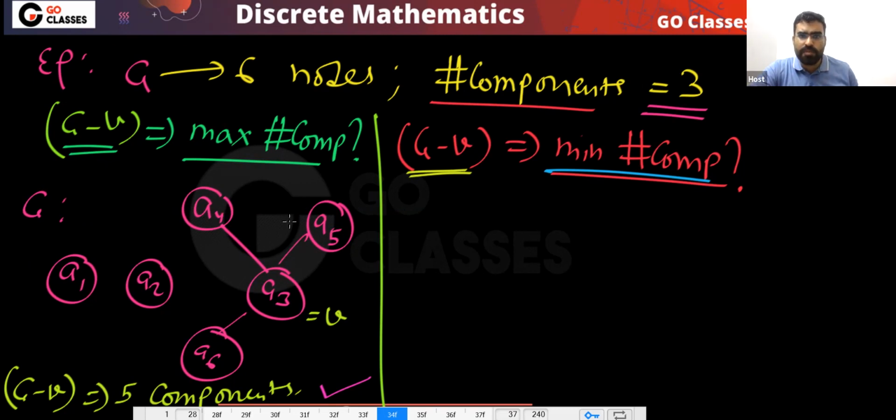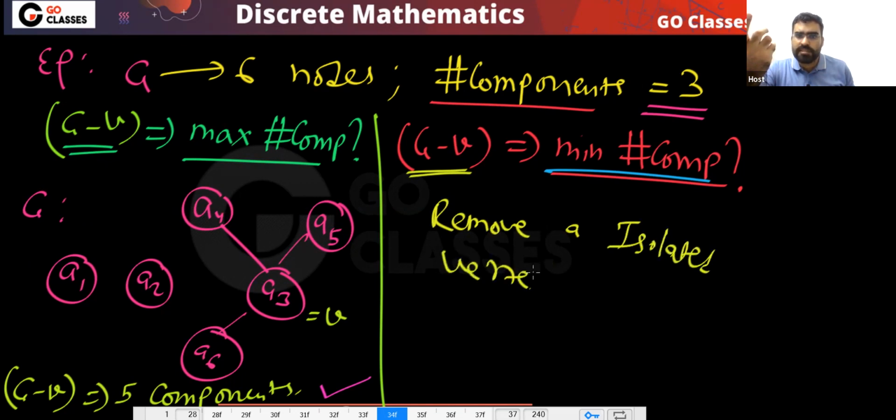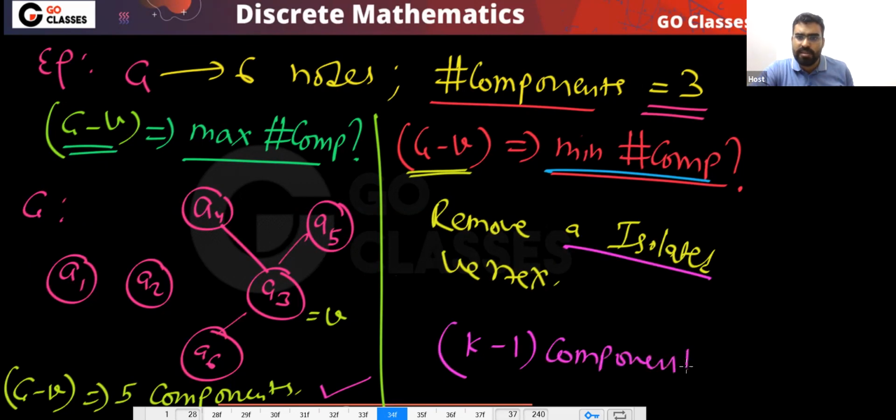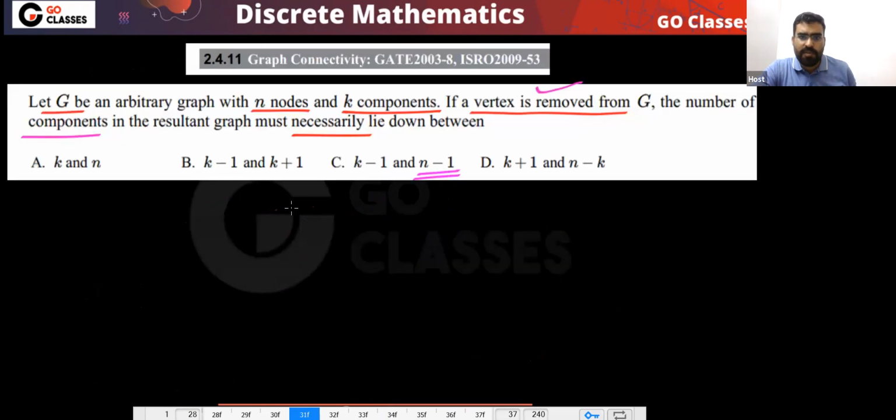So basically, if you want the minimum number of components after removing one vertex, remove an isolated vertex. Yes or no? Is this clear to everyone? Just remove an isolated vertex. Then there will be k minus 1 components. This is the minimum number of components you can get. So the answer will be k minus 1 to n minus 1. Is this question clear to everyone?